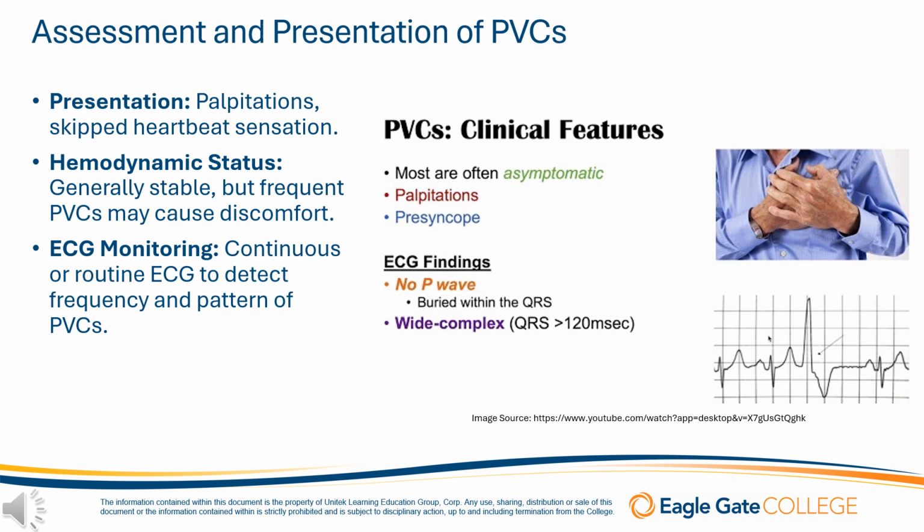By monitoring the ECG, healthcare providers can determine how often the PVCs are occurring and if there is a particular pattern, such as bigeminy, which is a PVC every other beat, or trigeminy, which is a PVC every third beat. Documenting the frequency and pattern of PVCs helps in assessing whether they are increasing or decreasing over time and in response to treatments. Analysis of the ECG can also help to identify any underlying conditions that might be contributing to the occurrence of PVCs, such as ischemia or structural heart disease.